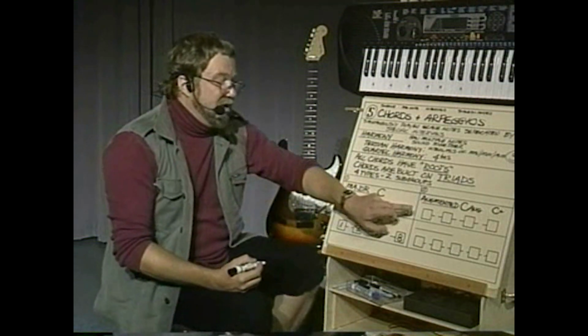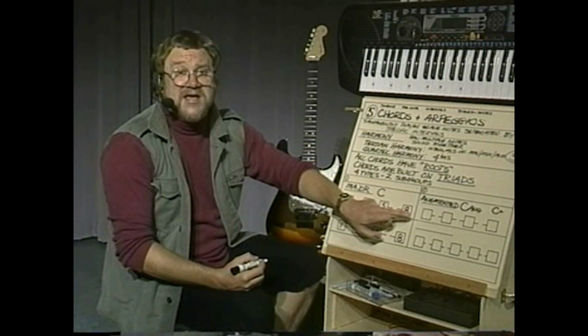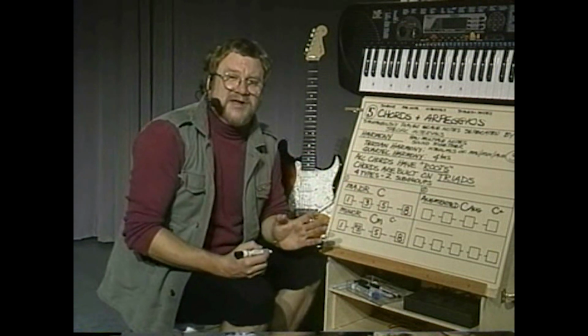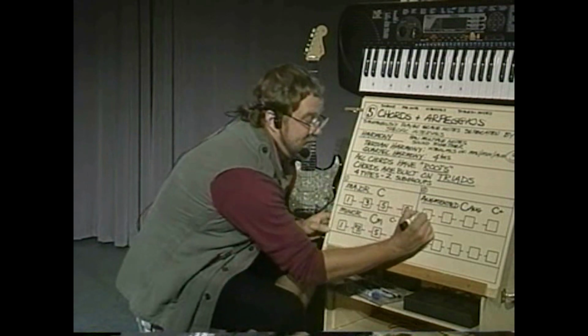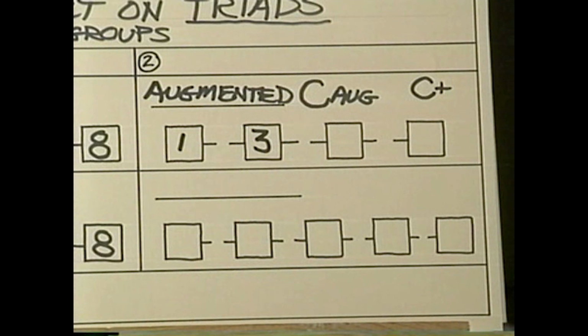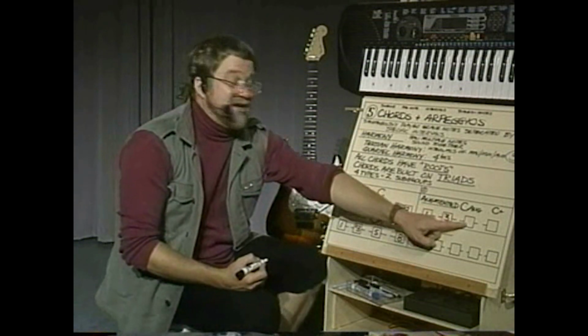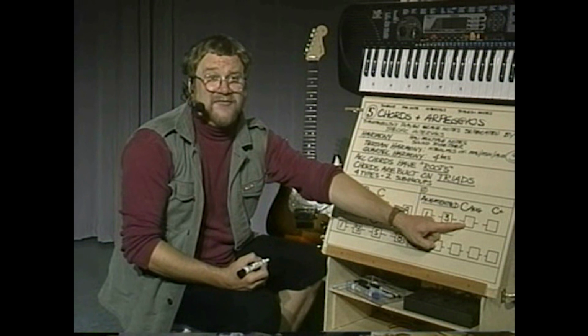Now, some of you may know what an augmented triad is already, but if you don't, here it is. It has a certain relationship to a major triad in that it has a 1 and a 3 in it. So people are going, well, okay, it's a major triad, but I go, actually, it has a slight difference. It does not contain note number 5.